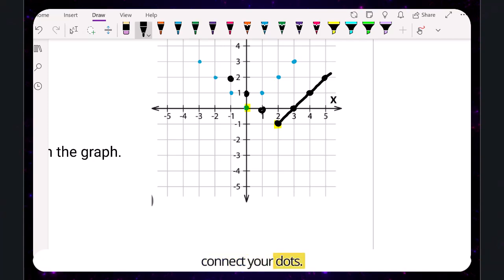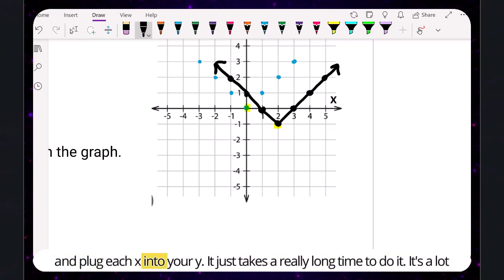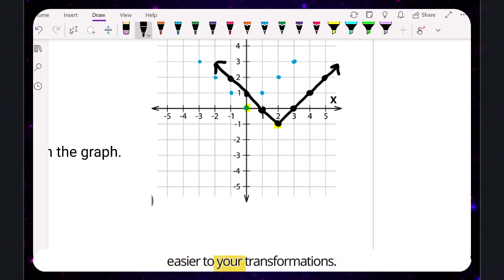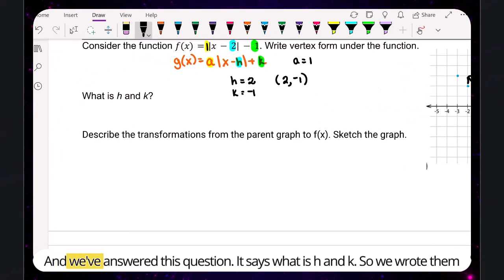and connect your dots. Now, if you don't want to use your transformations, you can use a table of values and plug each x into your y. It just takes a really long time to do it. It's a lot easier to use your transformations. And we've answered this question.